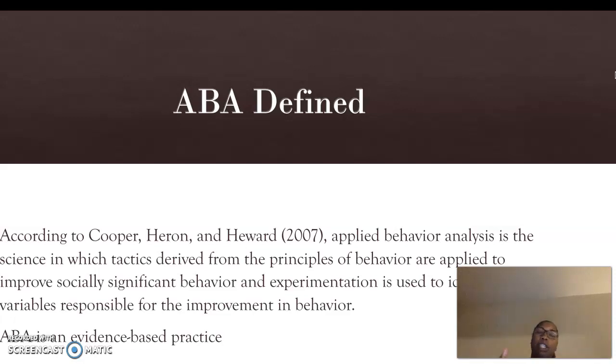So, in just easier words to understand, ABA is a science that uses its core principles to improve socially significant behaviors across various environments, whether it's home, school, or in community settings. ABA is also used to identify those variables that are responsible for increasing the rate of behavior.